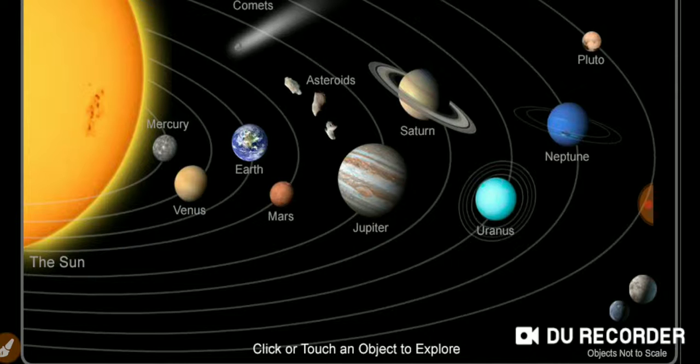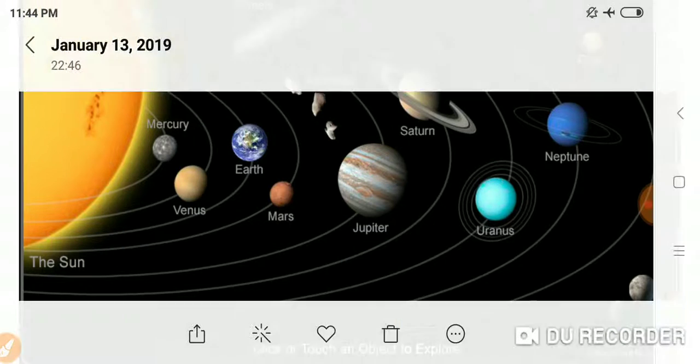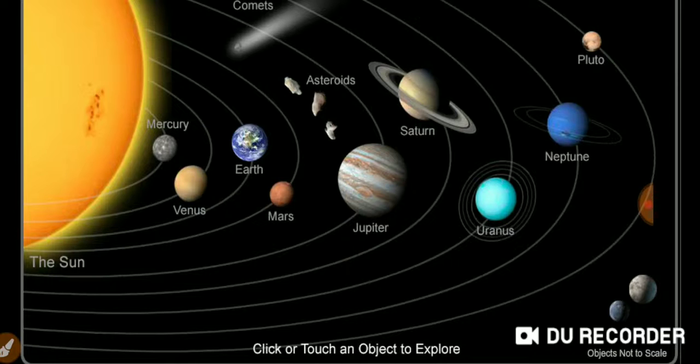And also you can see that between Mars and Jupiter there are asteroid belts. See, asteroid belts. Also, Jupiter's rotation speed is very fast in the whole solar system, that is 10 hours. In 10 hours Jupiter rotates on its axis, but it takes 12 years to revolve around the sun.